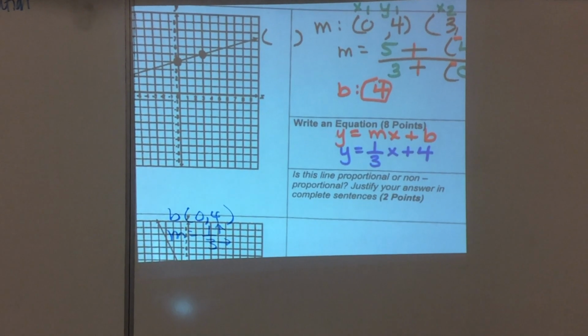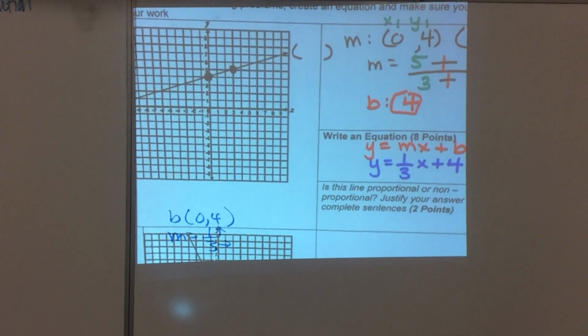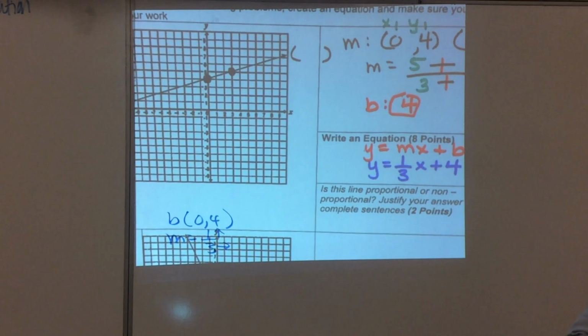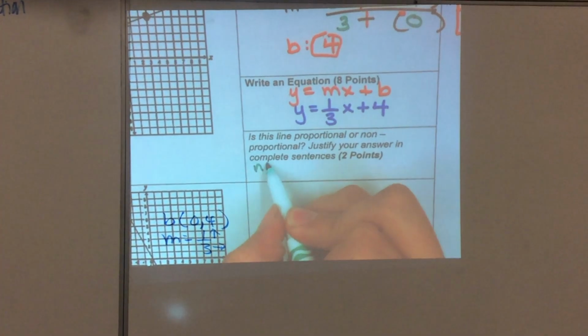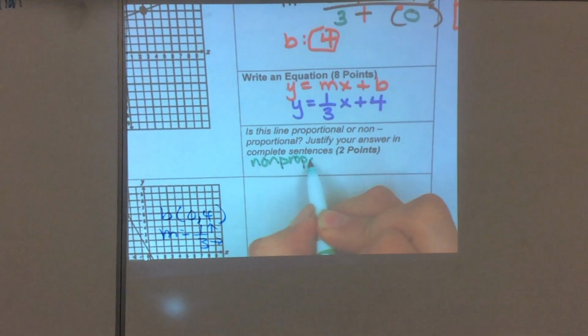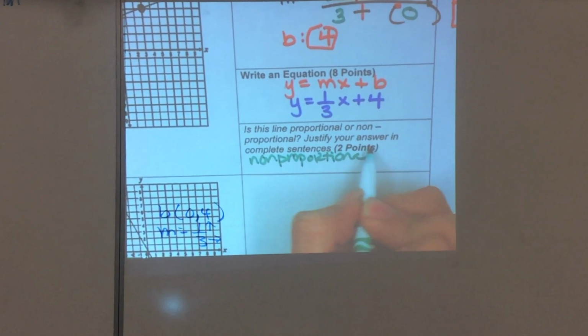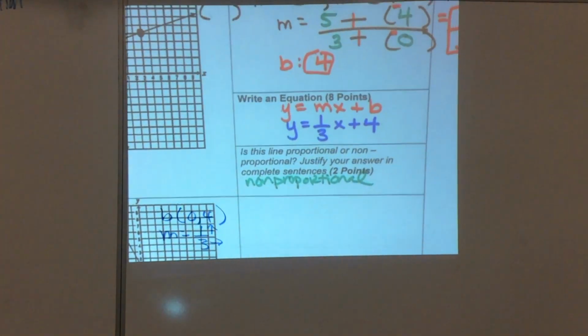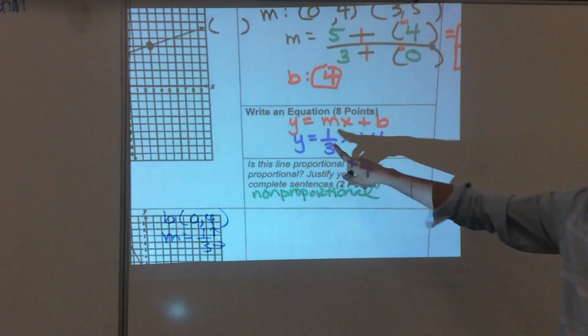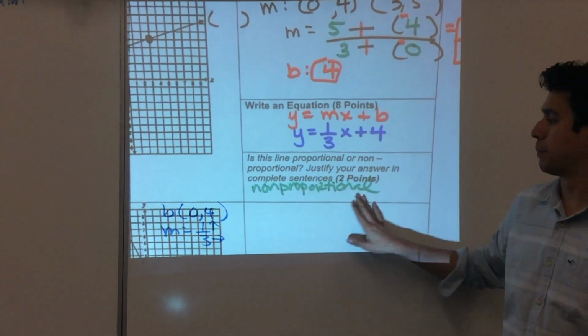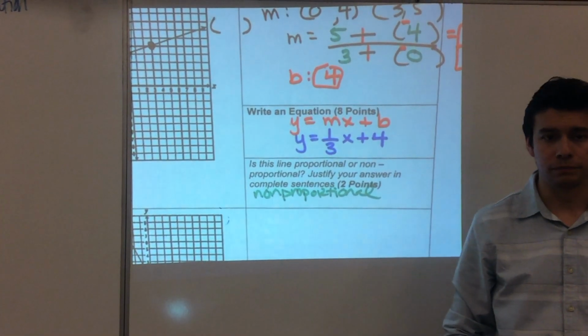Is this line proportional or non-proportional? You guys are awesome with this. What do you think this is? Non-proportional. Good. So this is non-proportional because why? The line does not intersect the origin. Good job. So these are the answers for the first one: y equals 1/3 x plus 4 and non-proportional. You good? Let's go to number 2 now.